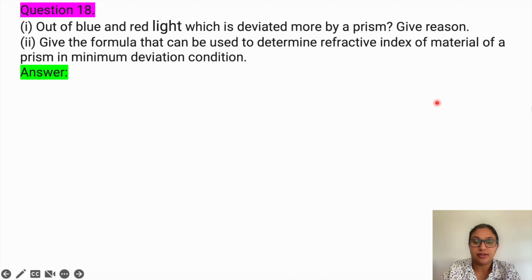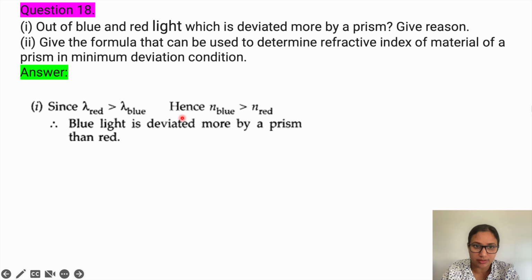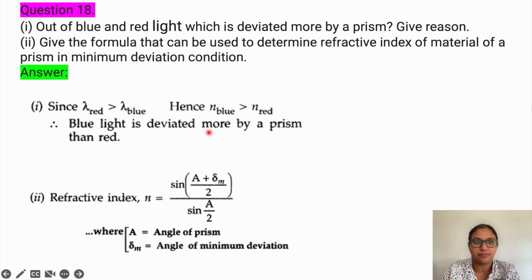So as you know, between blue and red light, blue light is deviated more by a prism. This is because the wavelength of the blue light is smaller than that of the red light. Therefore, the speed of blue light is lower than the speed of red light, or the refractive index of blue light is greater than the refractive index of red light. So blue light is deviated more by a prism than red.